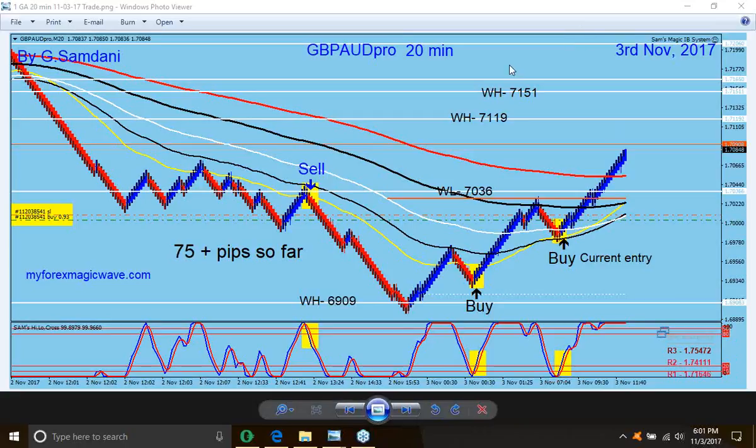So let's get started. This is today's trade, November 3rd. Okay, and this is the one. This is the entry here, current entry, buy, right? And it went up 75 pips so far.